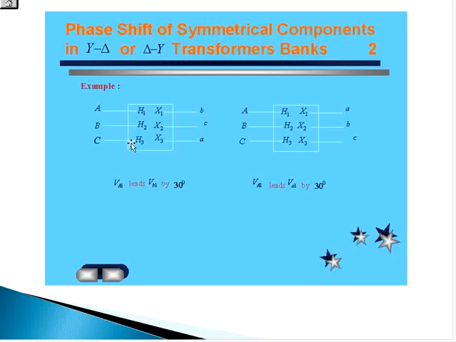If you give B, C, A on the secondary side, then you need to write that VA1 leads VB1 by 30 degrees. Similarly, if it is like this, VA1 leads VA1 by 30 degrees.